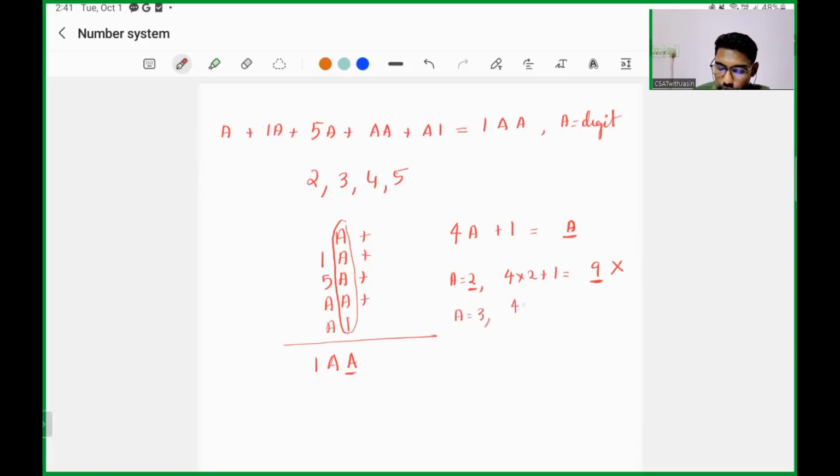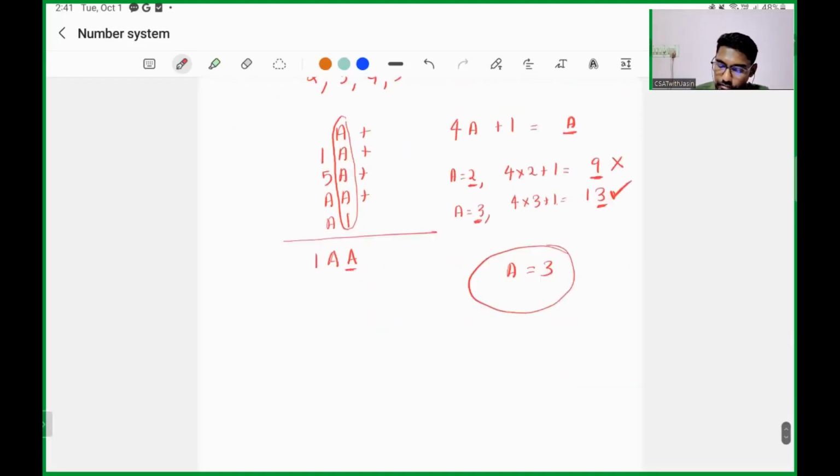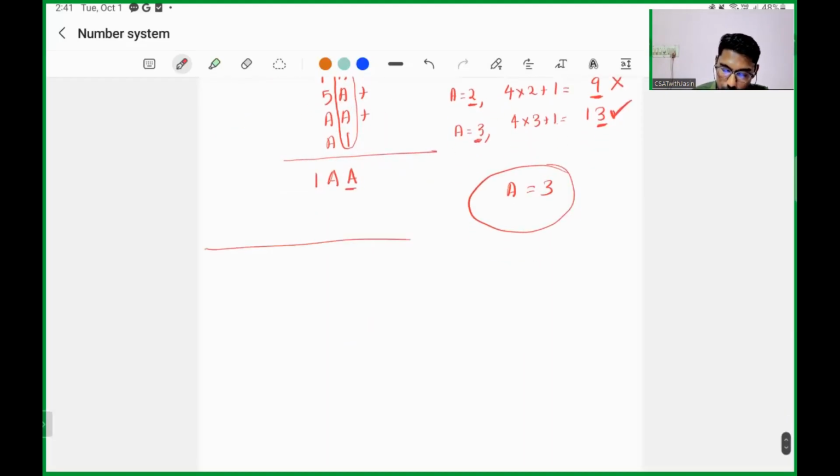So now I am substituting A is equal to 3. That is 4 into 3 plus 1. 4 into 3 is 12. 12 plus 1 is 13. So in the unit digit, you are getting 3. That is A itself you are getting in the unit digit. So this is correct. So A is equal to 3 will be the right answer. Okay. So this is the way you need to do. Now I will give you one more example.